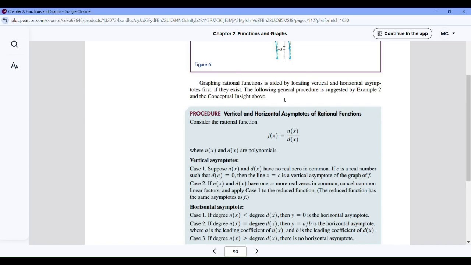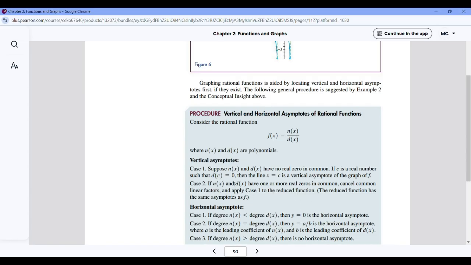Okay, vertical and horizontal asymptotes and rational functions. There's a lot of stuff going on here. First of all, to find the vertical asymptotes, so to find where you're going to have a line going up and down, that means that x is equal to a number. So you're going to want to assume what makes the denominator equal to 0. Suppose n and d, numerator and denominator, have no real zeros in common. If c is a real number such that d of c is equal to 0, which means that it makes it undefined, then x equals c is a vertical asymptote of that graph. That's the first case. If n and d have one or more real zeros in common, cancel the common linear factors out and apply case 1 to the reduced function.